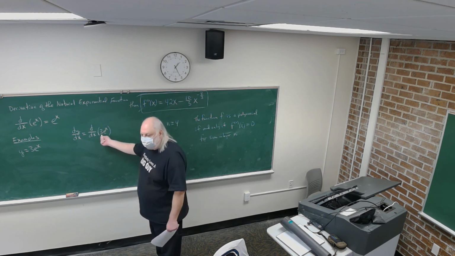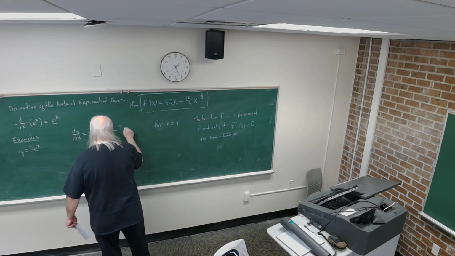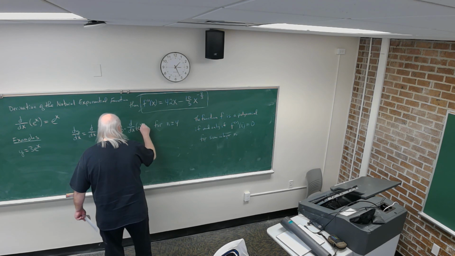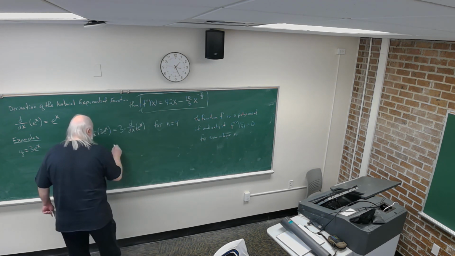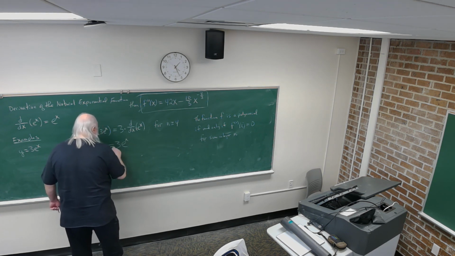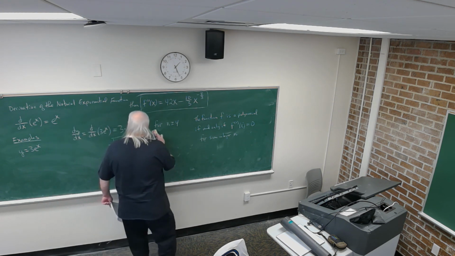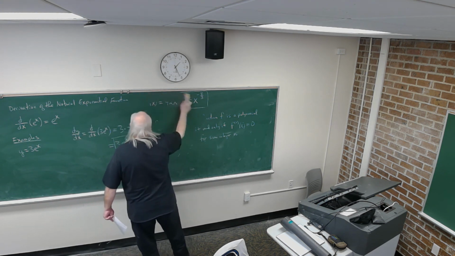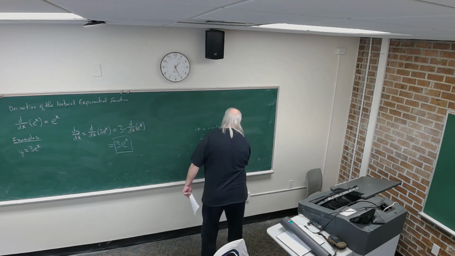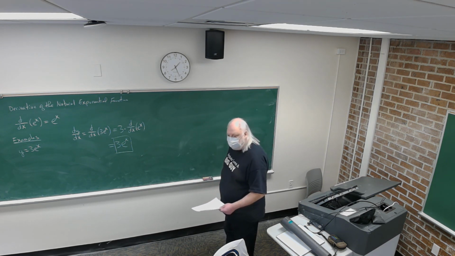3 is just a multiplicative constant. Pull it out from the derivative. You have 3 times the derivative with respect to x of e to the x. The derivative of e to the x is e to the x. Okay.